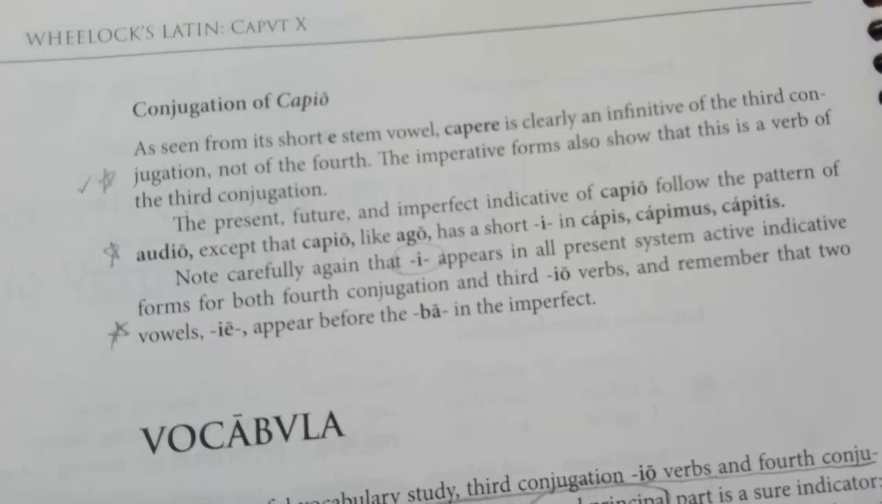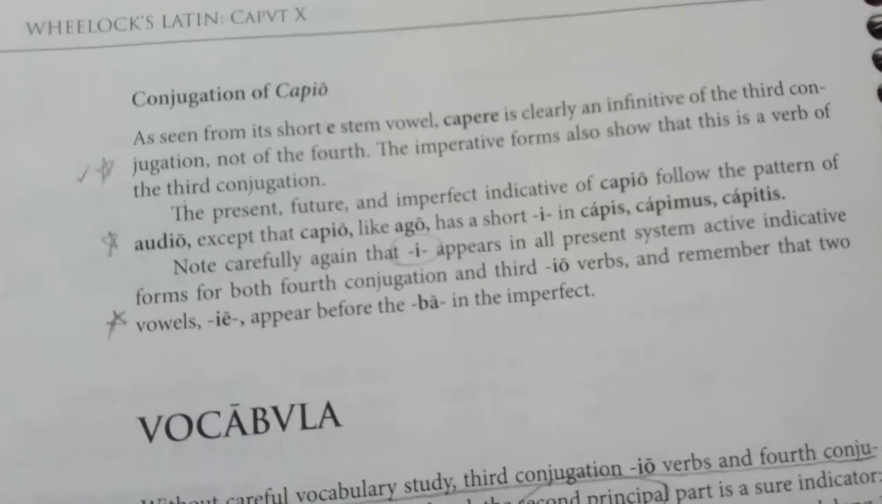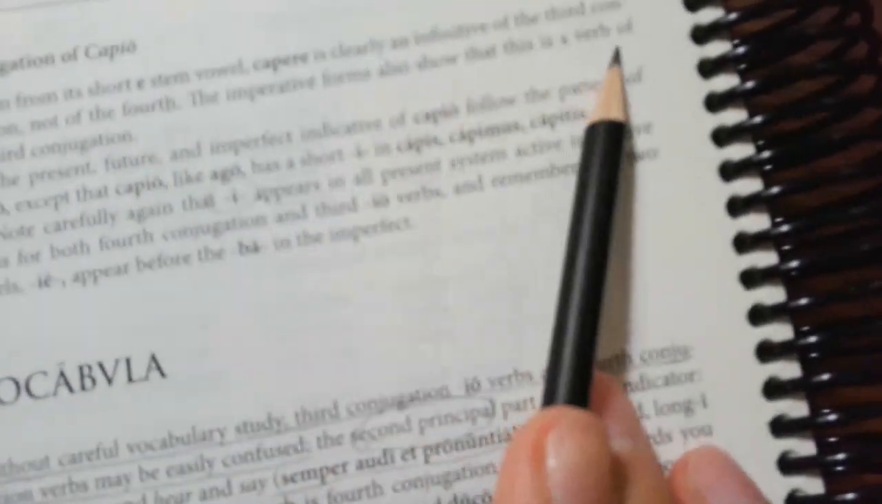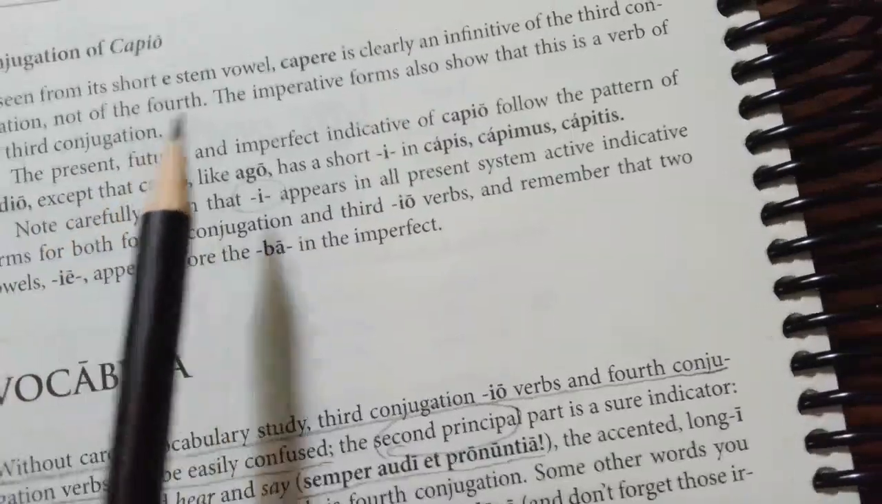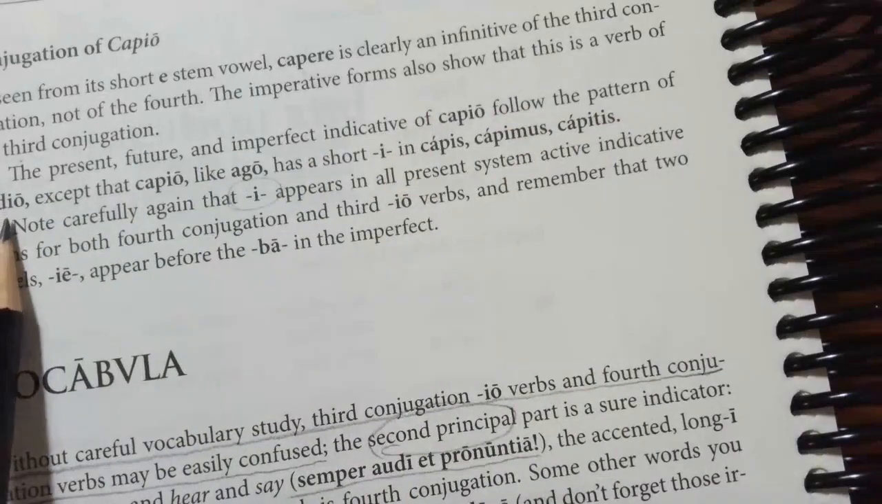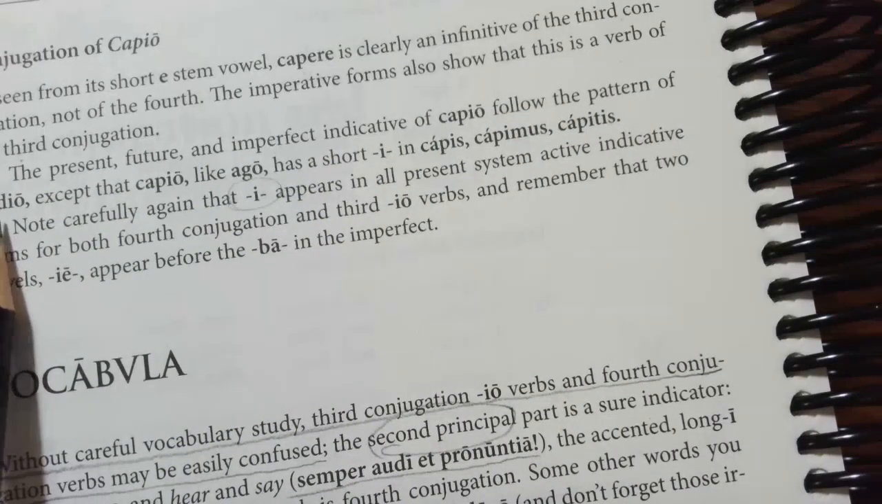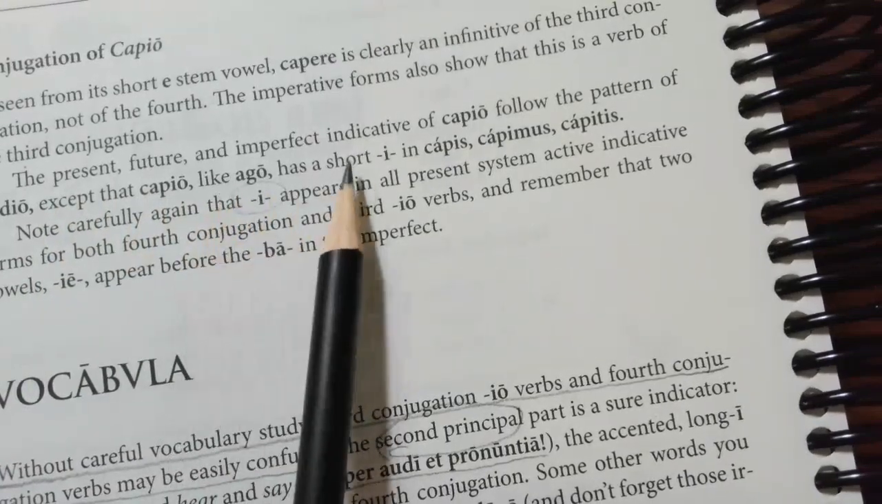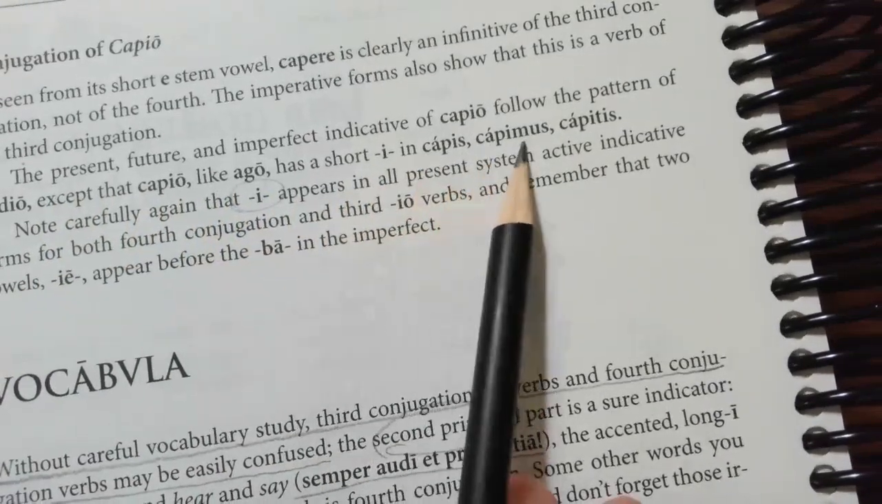All right, talking about cape, right? Take, you take, singular. That's what we're referencing right here. Imperative, that is like the third conjugation. That's what they're saying. Okay, so the present, future, and imperfect indicative of capio follow the pattern of audio, the fourth conjugation, mimicking it, except that capio, like ago, has a short I in capis, capimus, capitis.